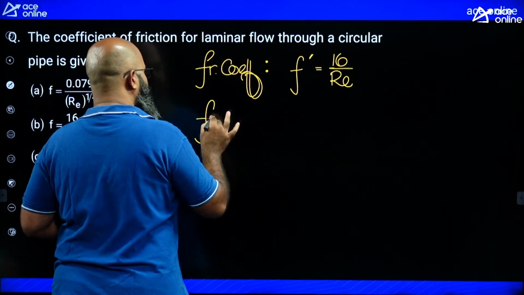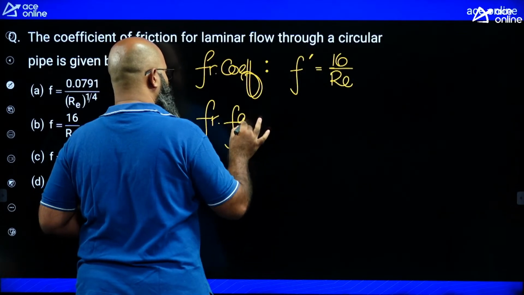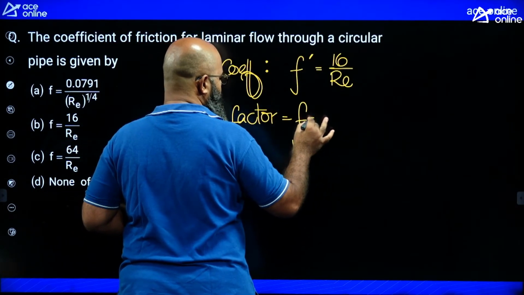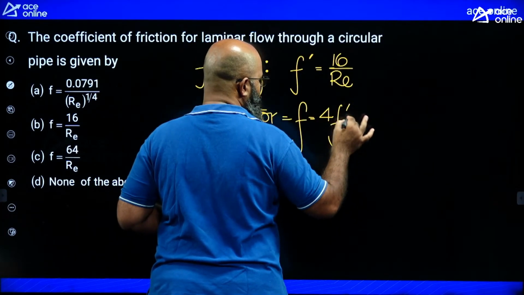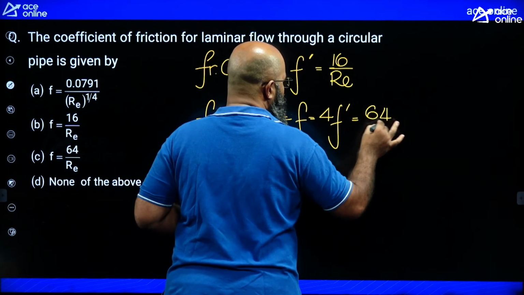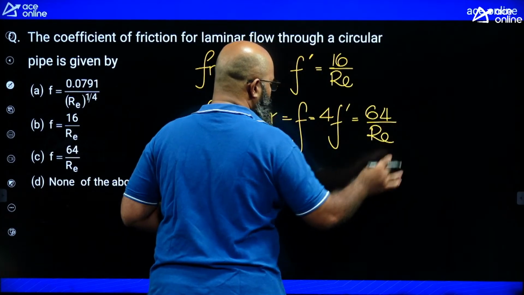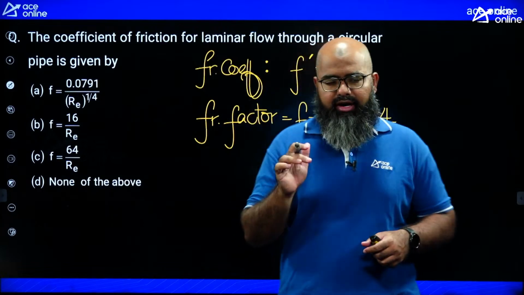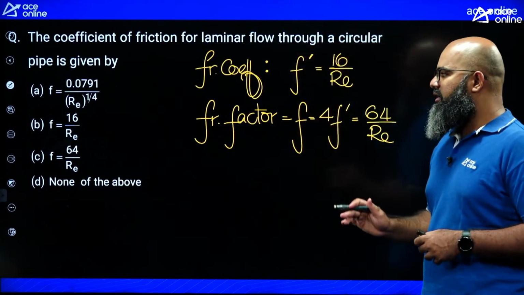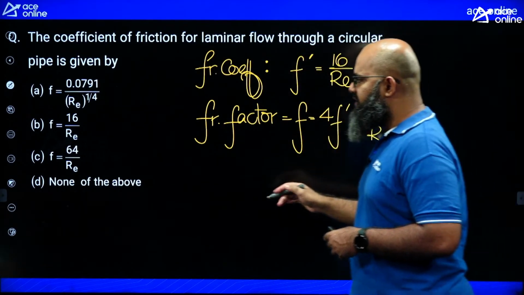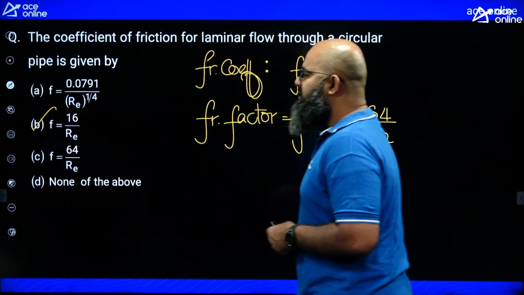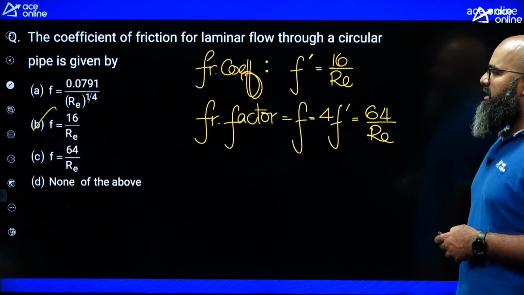Now, friction factor, which is f, is equal to 4 times f prime. This is equal to 64 by Re. Now, you see, he is asking you not regarding friction factor, he is rather asking you regarding friction coefficient. So, since he is asking you regarding friction coefficient, the answer over here is 16 upon Reynolds number.